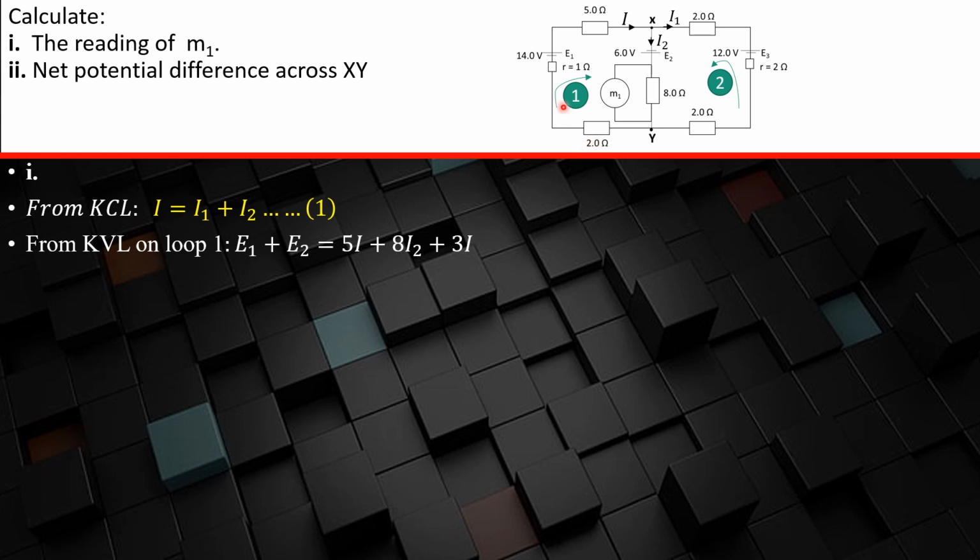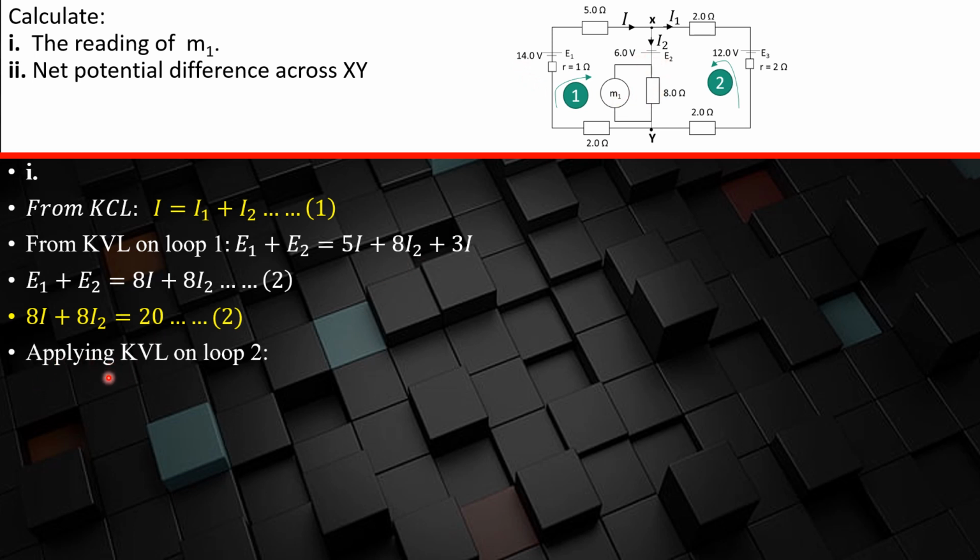This 2 ohm is in series with this 1 ohm here, so I add the 2 and the 1 and multiply with I, because the same current flows through them. So you have 3I there. We can simplify that equation to E1 plus E2 equals 8I plus 8I2, and that will be 20, because I've added E1 plus E2. E1 is 14, E2 is 6.